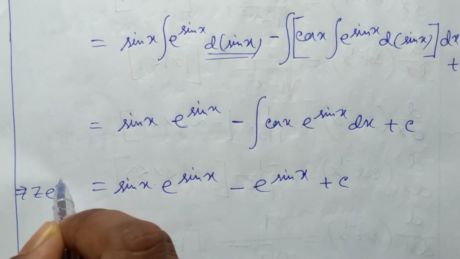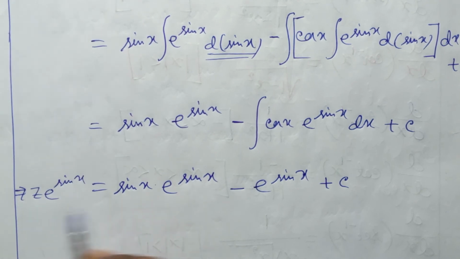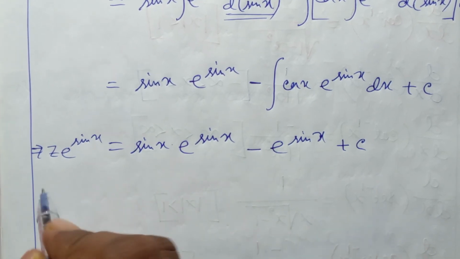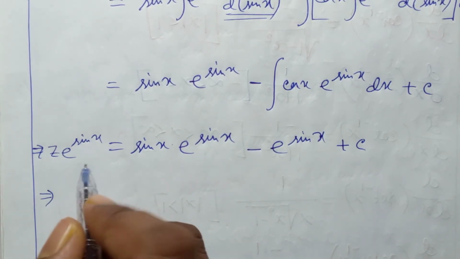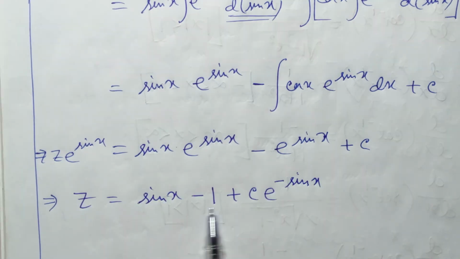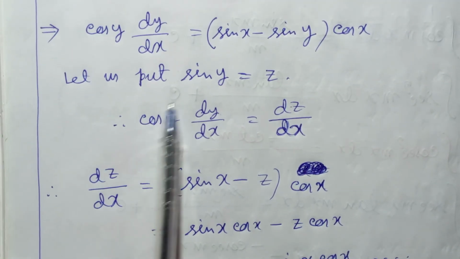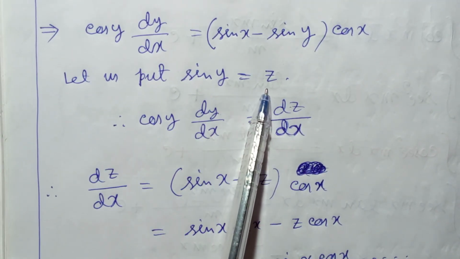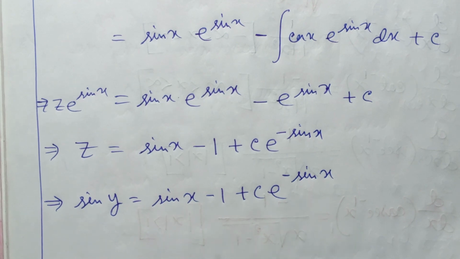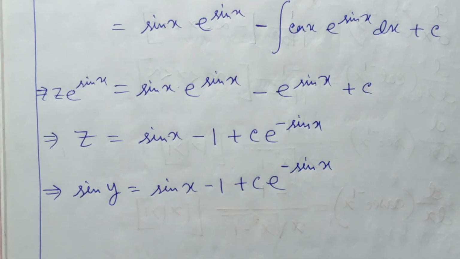Z e to the power sin x is equal to this one. Multiplying both sides of this equation by e to the power minus sin x, we get z is equal to sin x minus 1 plus c e to the power minus sin x. Putting the value of z, we get sin y is equal to sin x minus 1 plus c e to the power minus sin x. This is the required primitive of the given differential equation.